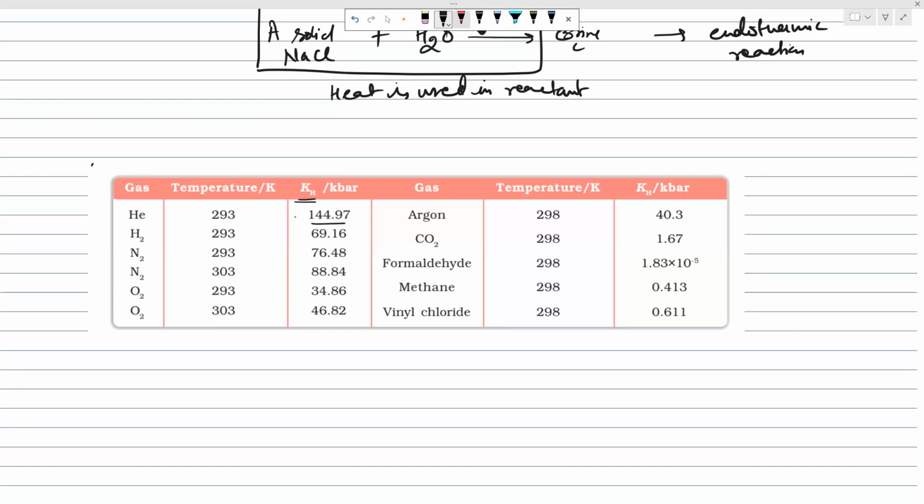So we can say that the substance which has a lower value of kh is more soluble in water at that temperature. Like this value is very low, so if you dissolve this gas in water, it will be more soluble. So the lower the value of kh, the more the solubility. Okay, you understood? Yes, sir. Now let's take an example for this.